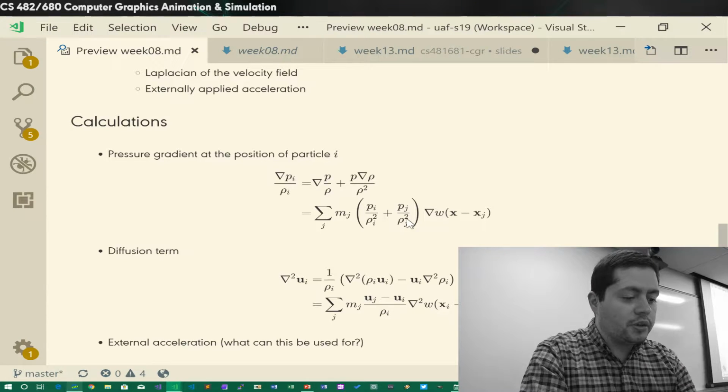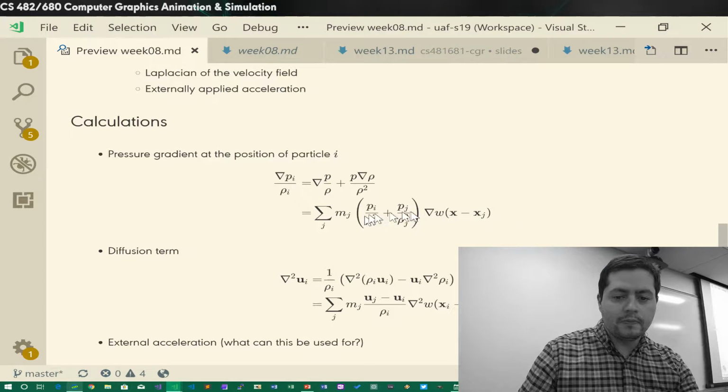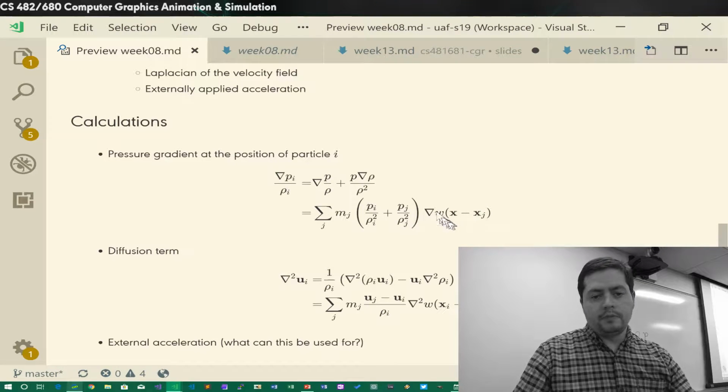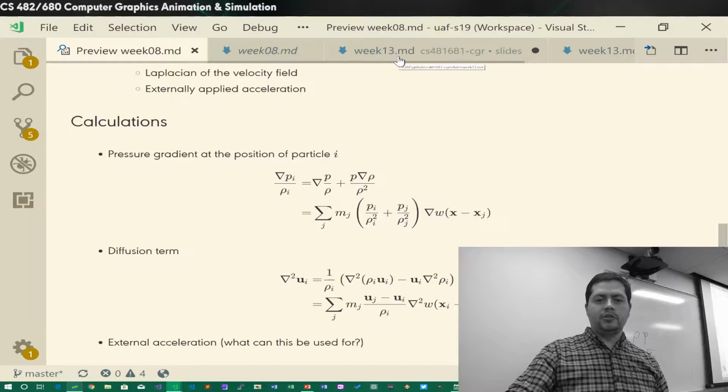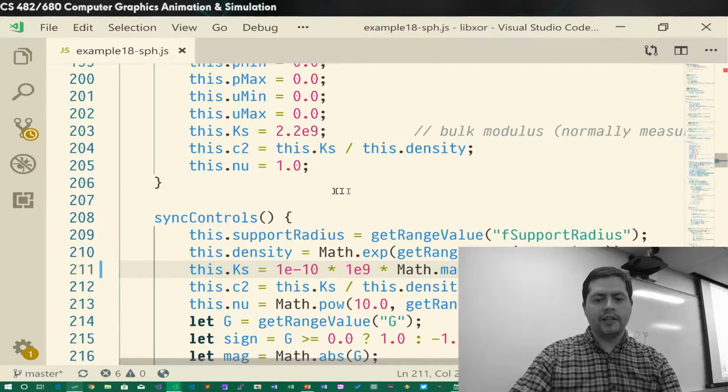You have to be careful how you do it. So you want to do it the correct way. I'm assuming we're doing it the correct way. So this is how we should do it: p_i over rho_i squared plus p_j over rho_j squared. Okay, so at this point we need to add some kind of debugging, right?